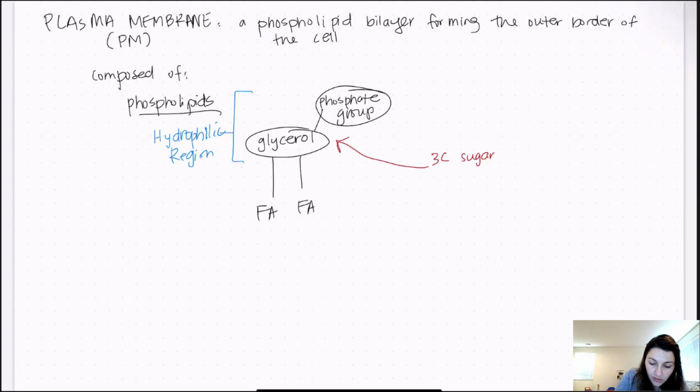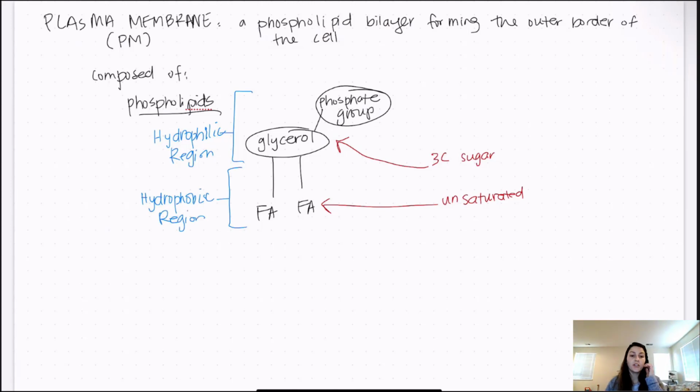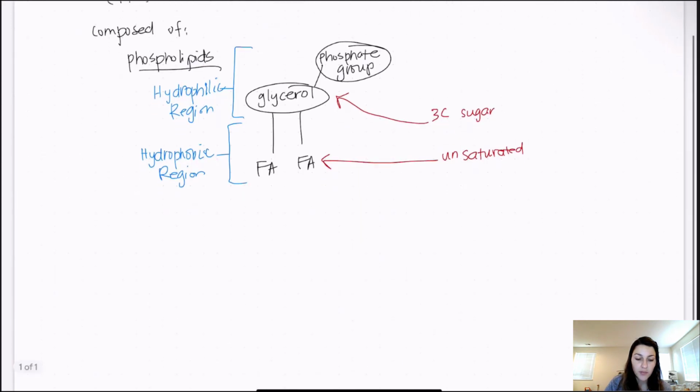And this region below, the fatty acids, those are unsaturated fatty acids. So I'll write that: unsaturated fatty acids. And those unsaturated fatty acids, well, water and fat, they don't like each other. So we call this the hydrophobic region. Hydrophobic region means that it fears water.